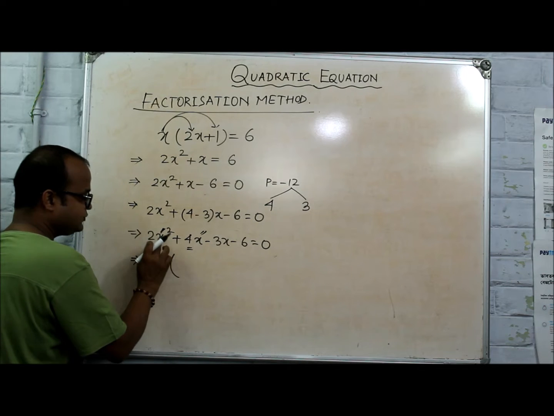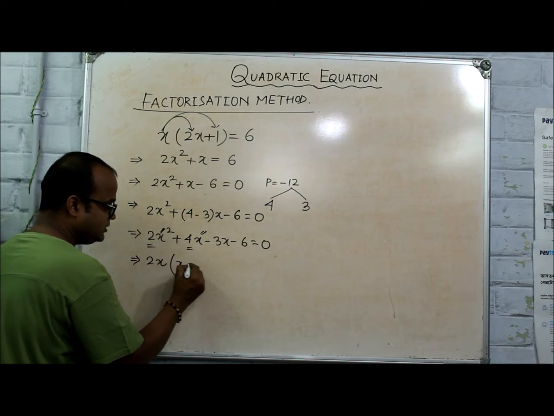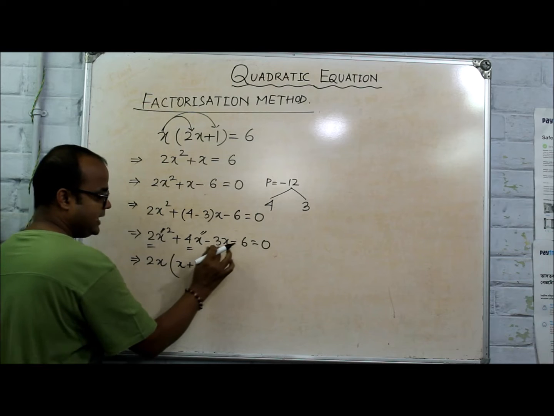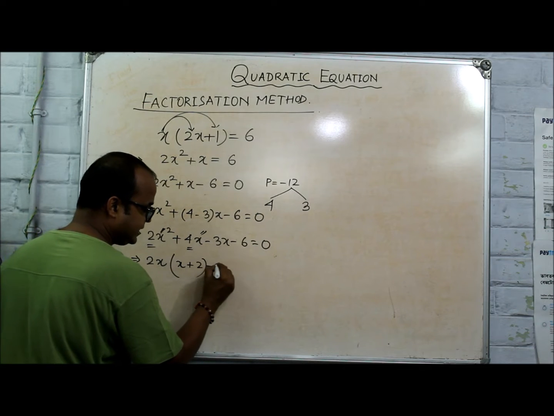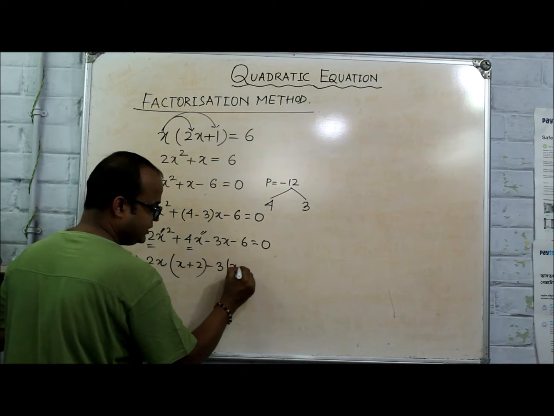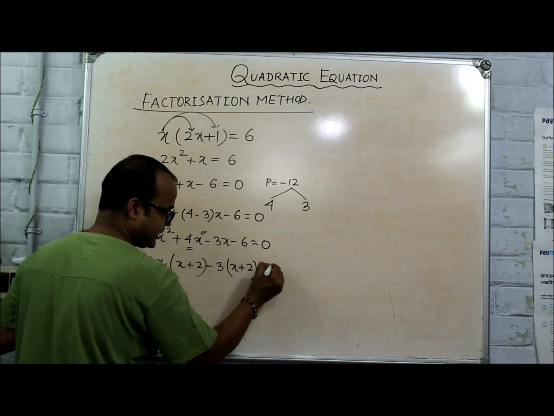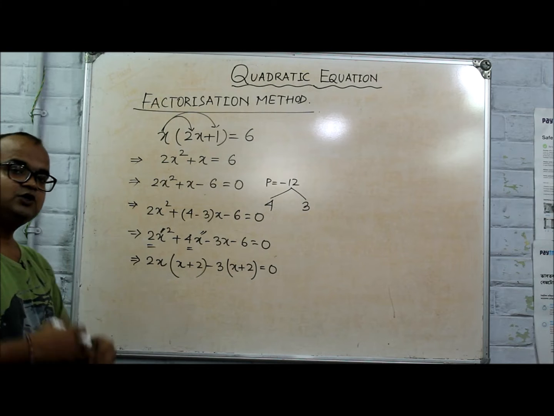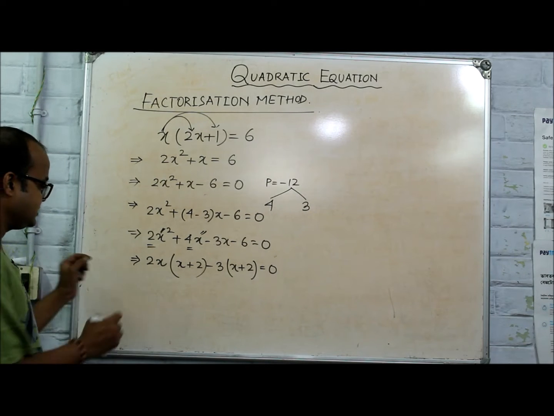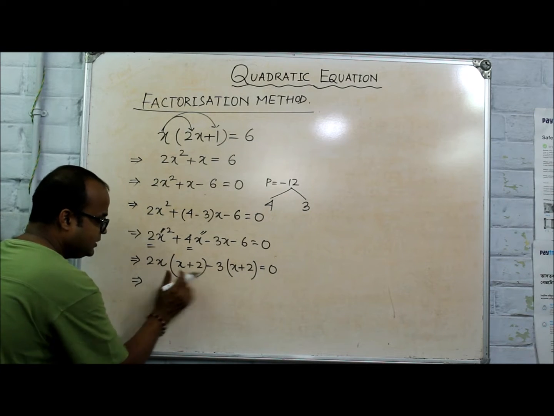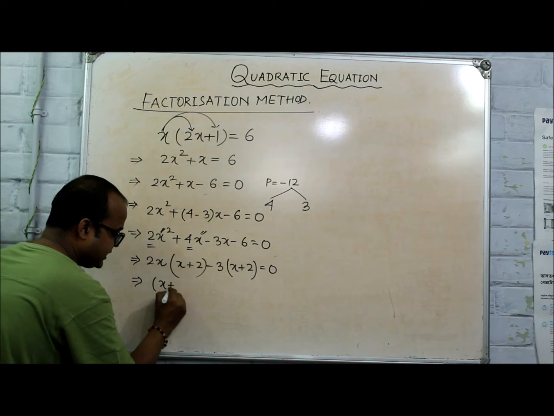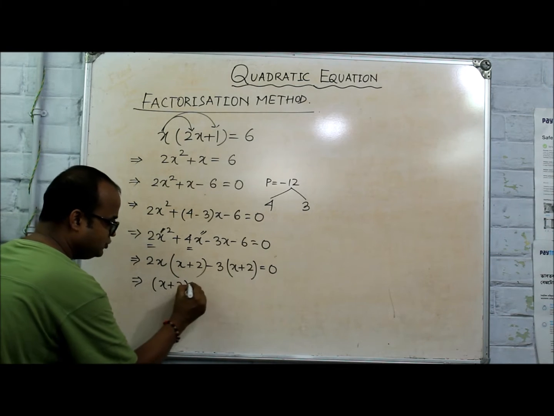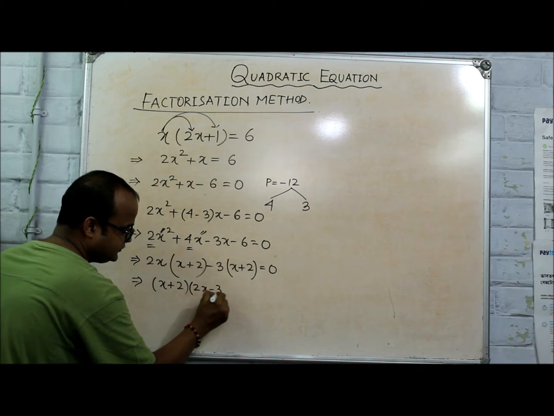If you take 2x common, that will leave x plus 2, and from these two we can take minus 3 common, that will leave x plus 2 within the bracket. This is actually the middle term factorization which you learned in the earlier classes. So if we continue with this, x plus 2 is common from these two and 2x minus 3 is equal to 0.